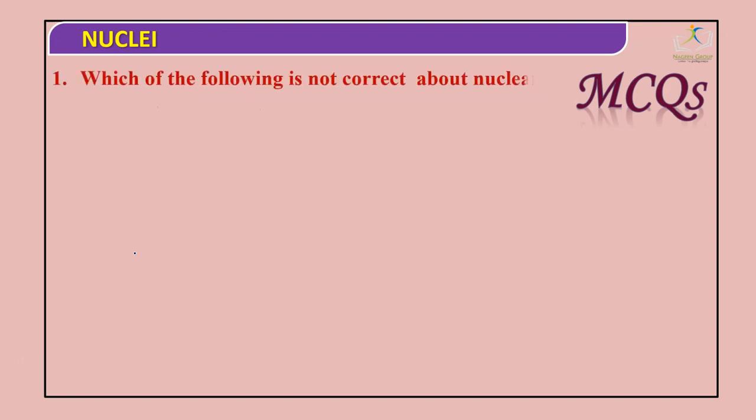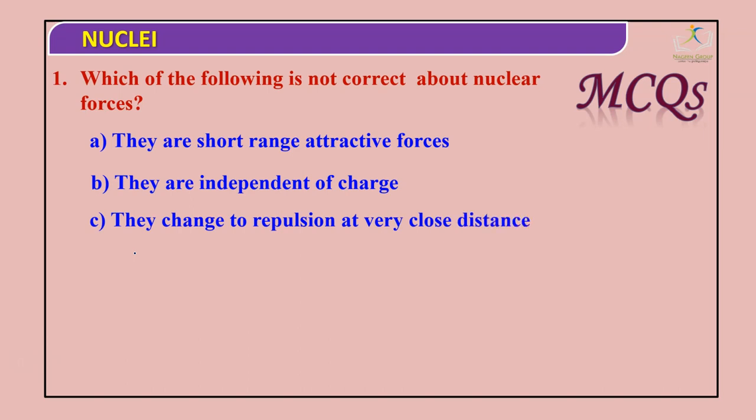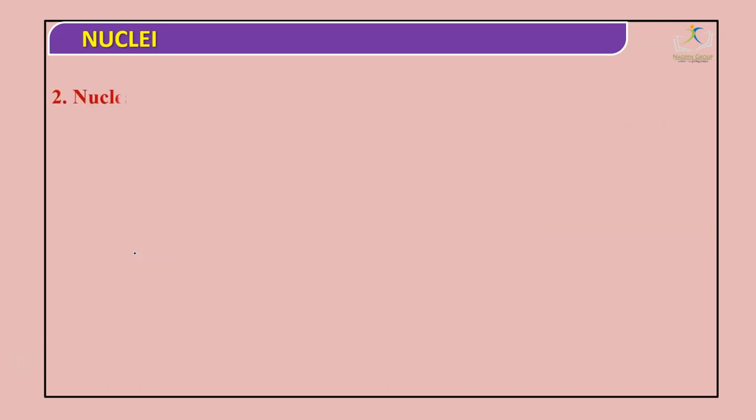Let's move on to the question part so that I can understand whether you have understood what I taught. Which of the following is not correct about nuclear forces? A, they are short range attractive forces. B, they are independent of the charge. C, they change to repulsion at very close distance. D, they obey the inverse square law. The correct answer is D, they obey the inverse square law.